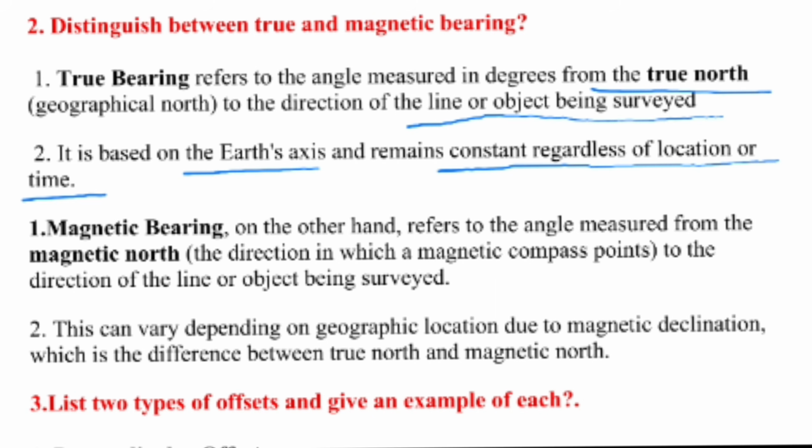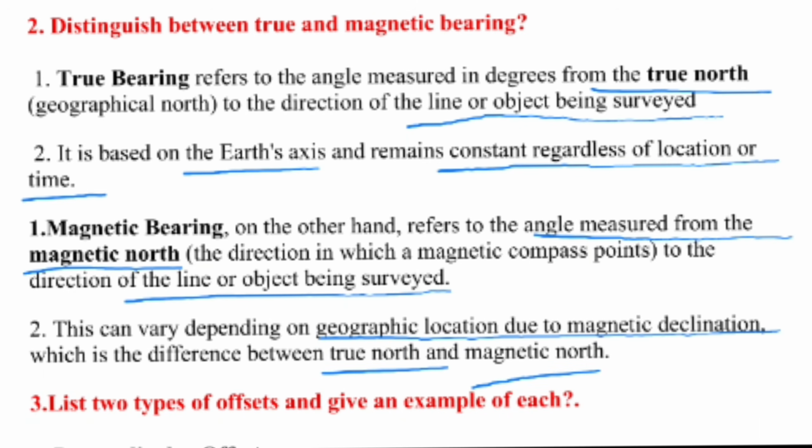In the same way, coming to the magnetic bearing, this angle is taken from the magnetic north direction, where the direction of the survey is started. It depends upon the geographical location and the magnetic declination, which gives the difference between true north and magnetic north.